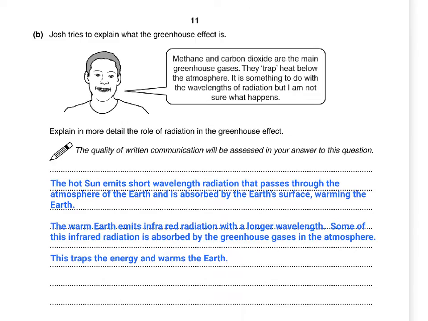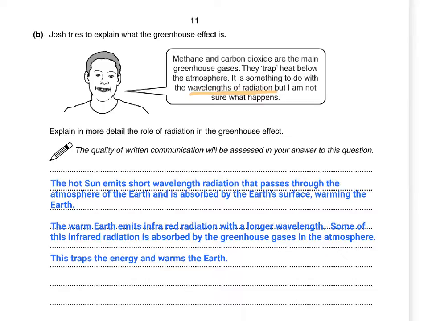Part B. Josh tries to explain what the greenhouse effect is. He says, methane and carbon dioxide are the main greenhouse gases. They trap heat below the atmosphere. It is something to do with the wavelengths of radiation, but I'm not sure what happens. So they want us to talk here about the wavelengths of radiation, I'm pretty sure. So explain in more detail the role of radiation in the greenhouse effect, and quality of written communication. 6 marker. So again, we're trying to look for those 6 points.